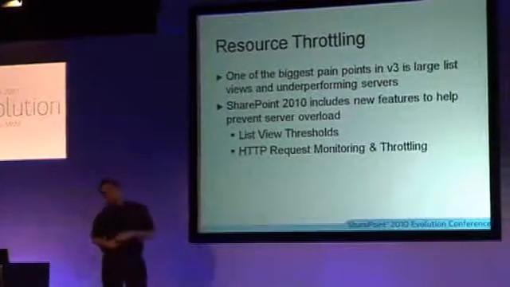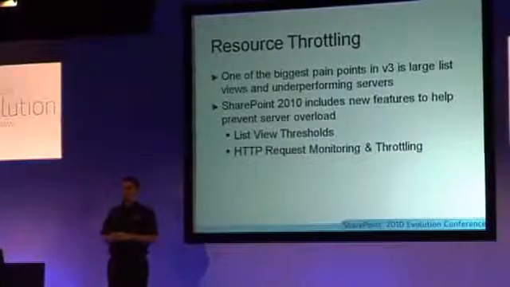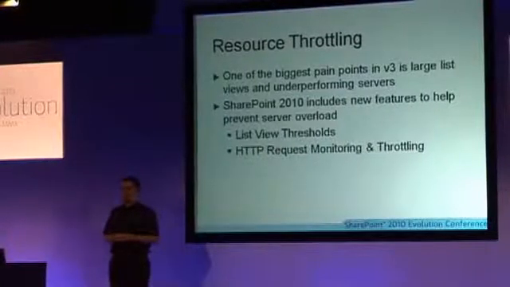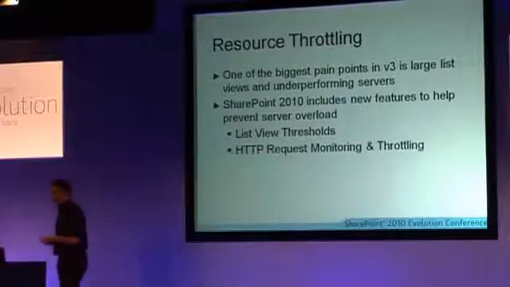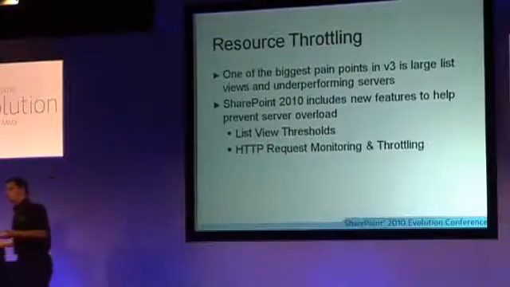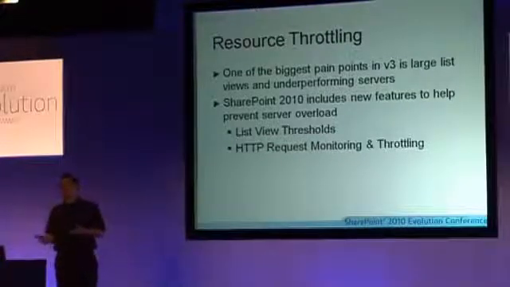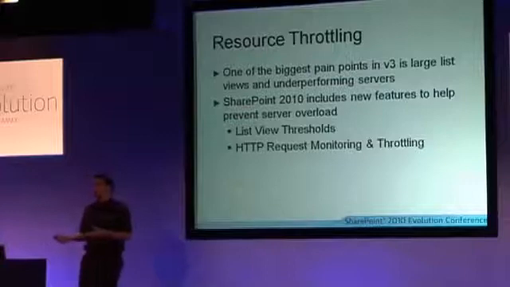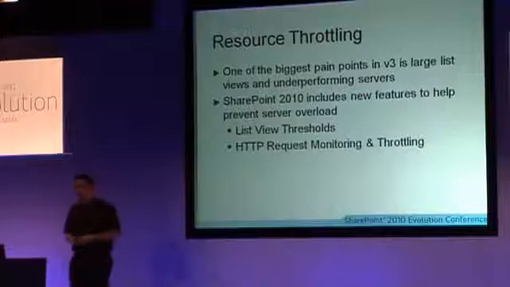Resource throttling. So one of the biggest pain points in V3 was large lists. How many here have suffered from large lists? Good show of hands. Okay, and underperforming servers, right? Normally caused by 32-bit servers with lack of memory, probably, maybe not really necessarily lack of memory, but lack of memory to render the web parts that are not disposing of objects properly. We've kind of all been there as well.